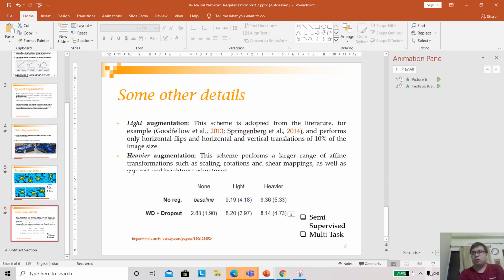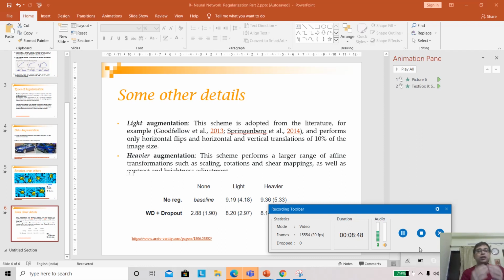Okay, so we covered data augmentation as the last regularization technique that we wanted to cover.